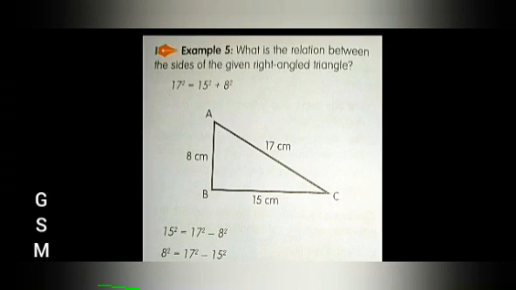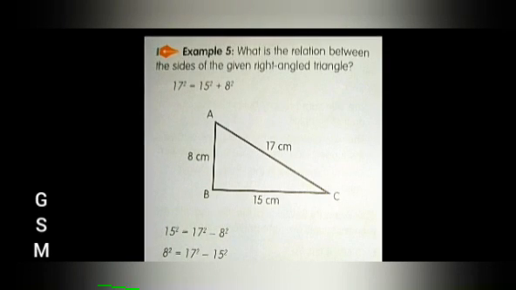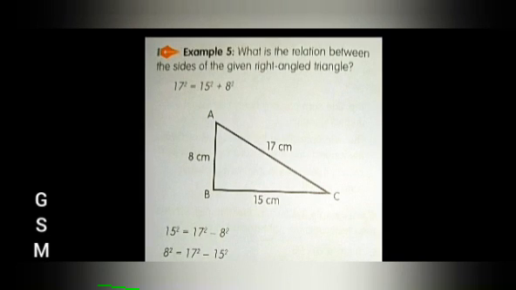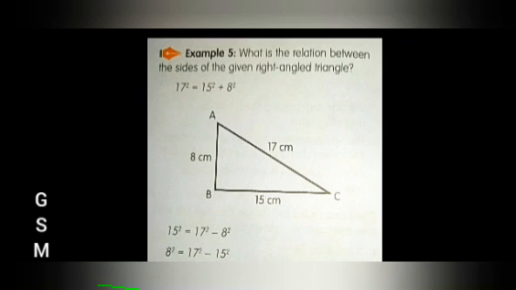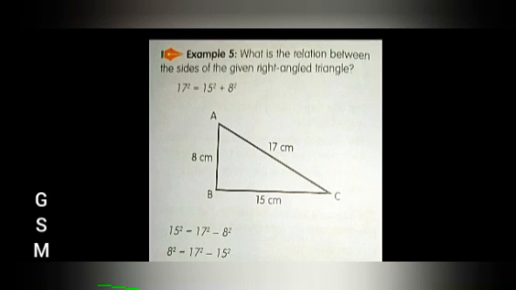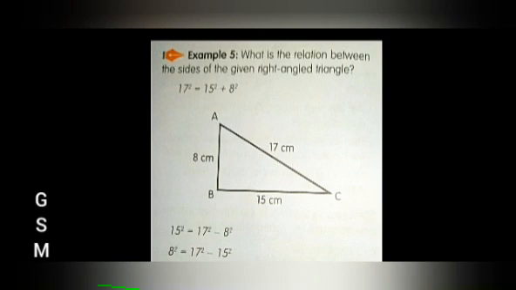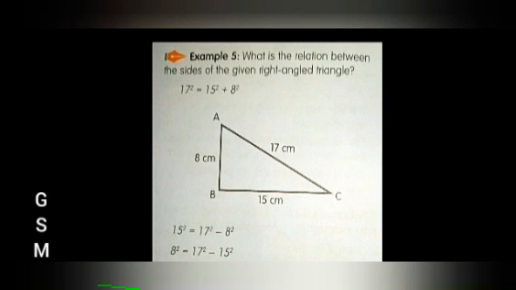What is the relation between the sides of the given right angle triangle? We know that in a right angle triangle, hypotenuse squared is equal to base squared plus perpendicular squared. Here, hypotenuse is equal to 17 cm, base is 15 cm and perpendicular is 8 cm. So 17 squared is equal to 15 squared plus 8 squared. So this is the relation between the sides of the given right angle triangle. Also, we can modify it as 15 squared equal to 17 squared minus 8 squared, and 8 squared equal to 17 squared minus 15 squared.